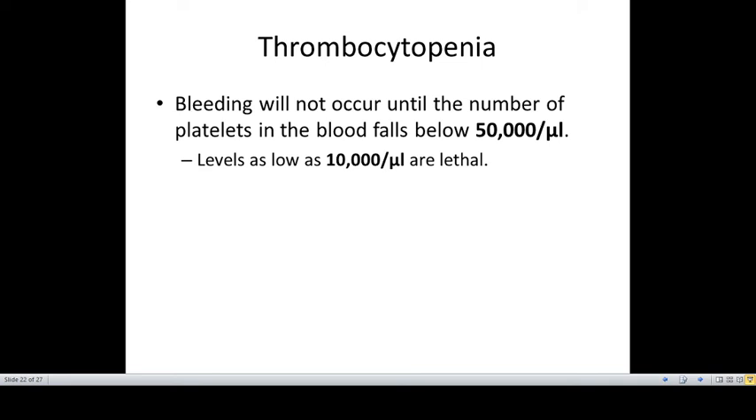In thrombocytopenia, bleeding will not occur until the number of platelets in the blood falls below 50,000 per microliter, and levels as low as 10,000 per microliter are lethal.